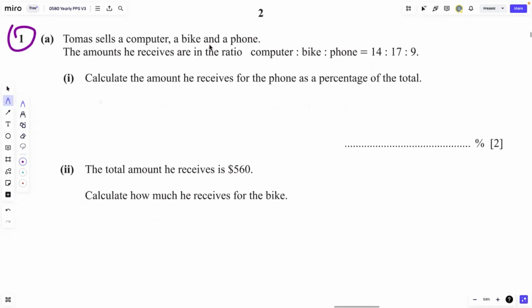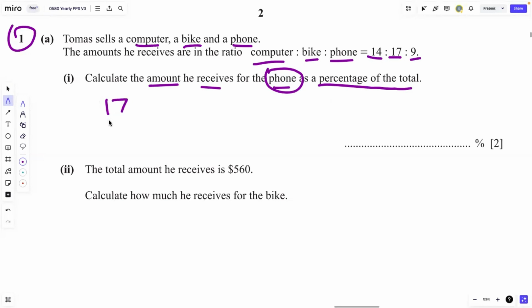Thomas sells a computer, a bike, and a phone. He's selling three items. The amounts he receives are in the ratio given. The ratios are in the same order as the items, so the computer has the ratio 14, the bike has the ratio 17, and so on. We are supposed to calculate the amount he receives for the phone as a percentage of the total. For the phone, it's actually 9.